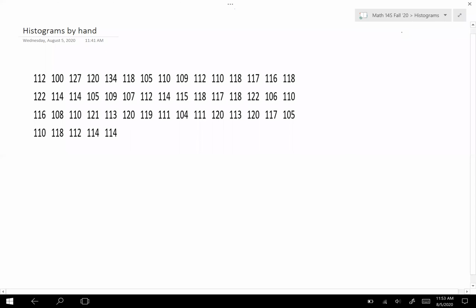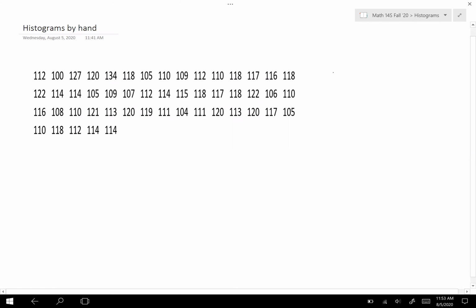Welcome everybody. This is Math 14S, and we're going to be working on learning how to do histograms here by hand. One of the first things you want to do is, if you notice, I have this set of data here, and you're going to need it so you can work on this with me as I go through it. What I would suggest doing is you go through and identify the maximums and the minimums.